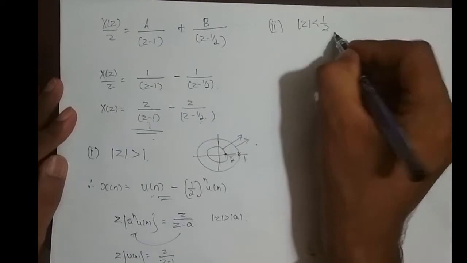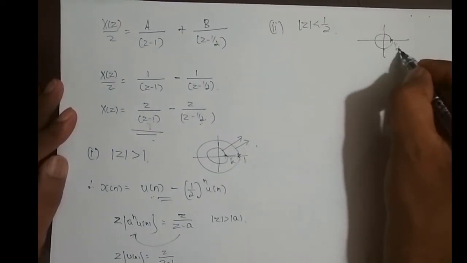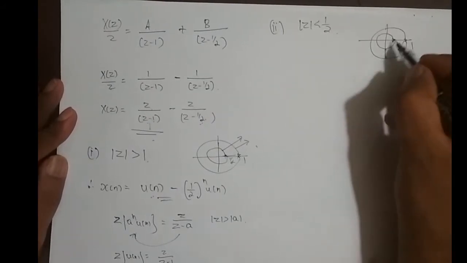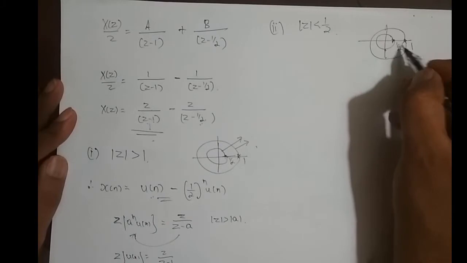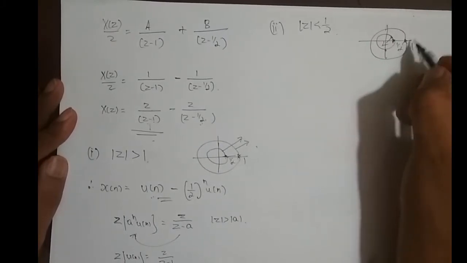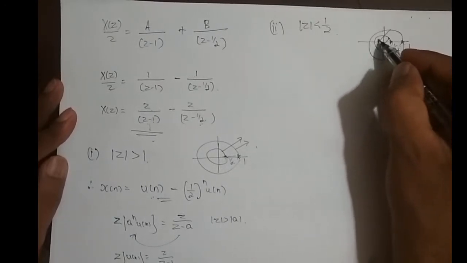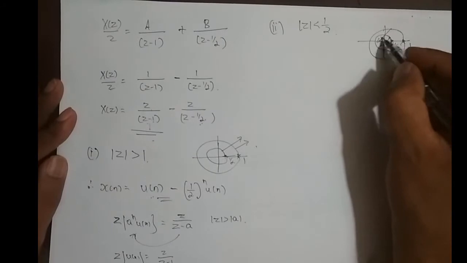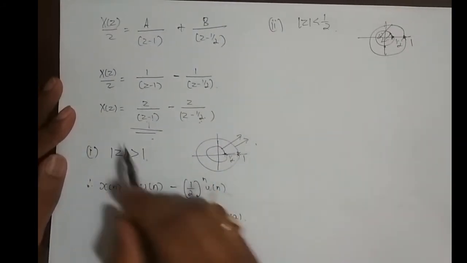So what is this actually? Inside the innermost circle, no? So this is at 1 by 2, and this is at pole 1. If this has to be inside the innermost circle, the sequence of pole 1 by 2 should be inside, and the sequence of the pole at 1 should also be inside, so that the intersection of these two will be inside the innermost circle. So both the sequences should be what?